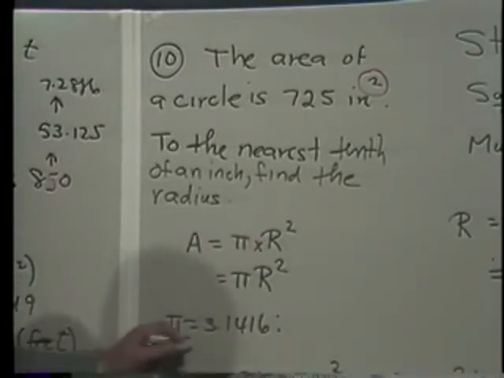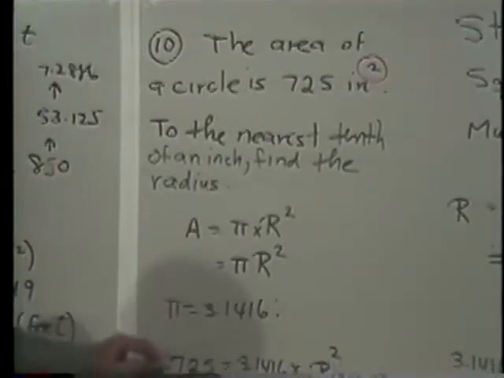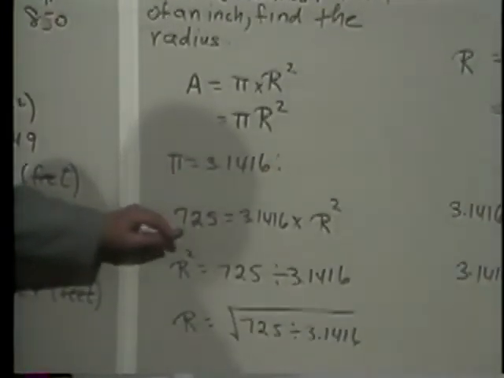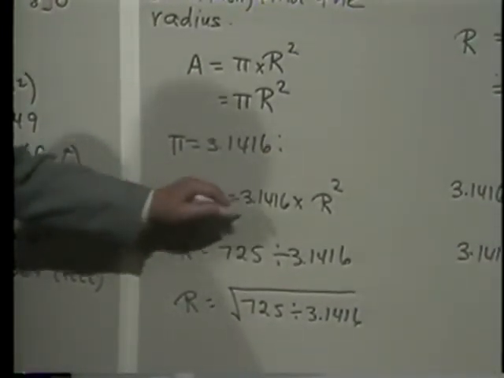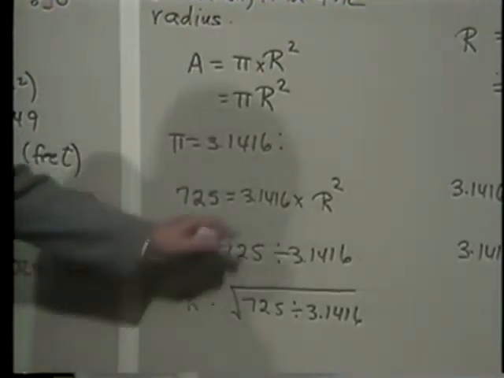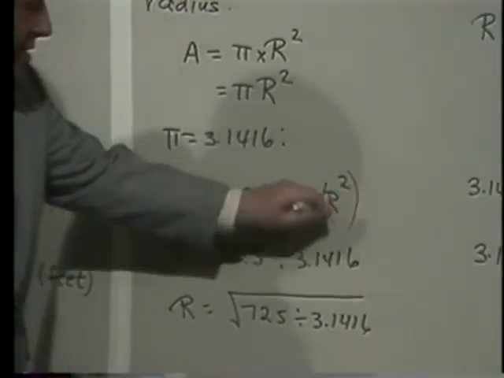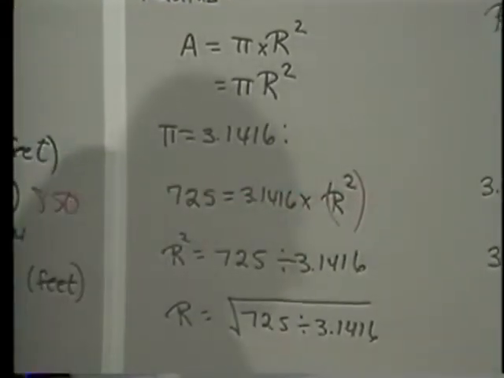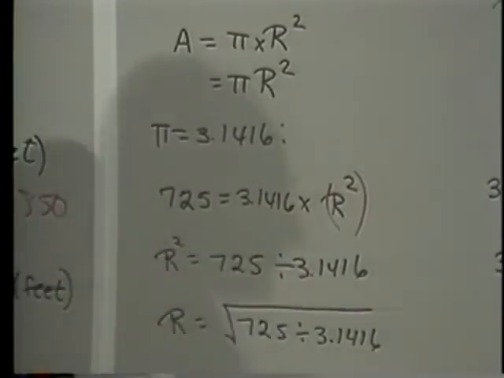Okay? And we always take pi to be 3.1416, unless otherwise specified in this course. Now we replace A by its given value, which is 725. So A gets replaced by 725, pi gets replaced by 3.1416, and the r squared is still in here. Now we want to find out what r is. The r squared is being multiplied by 3.1416. So the first thing we want to do is divide both sides by 3.1416.